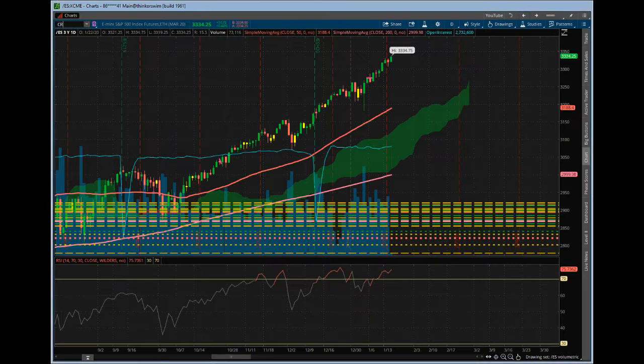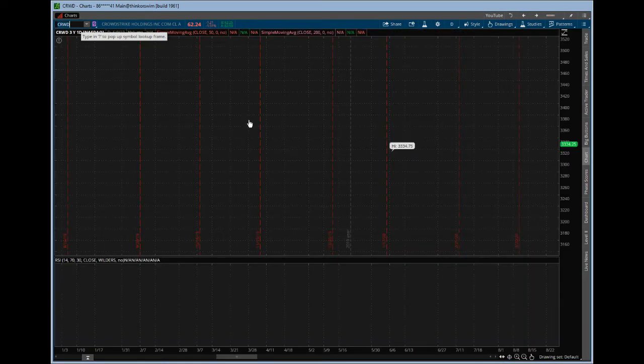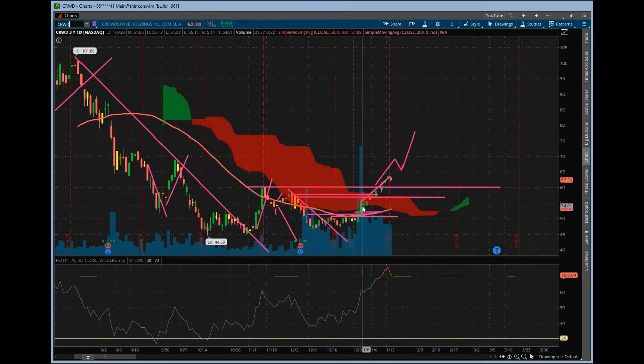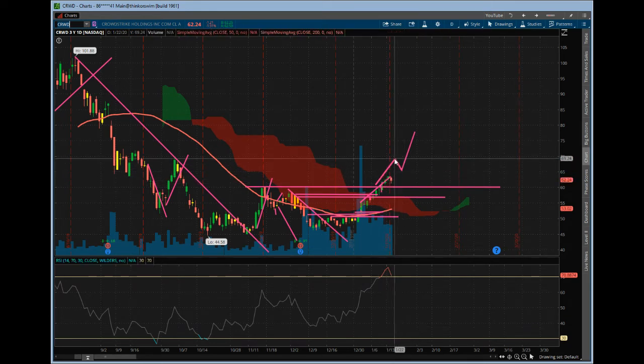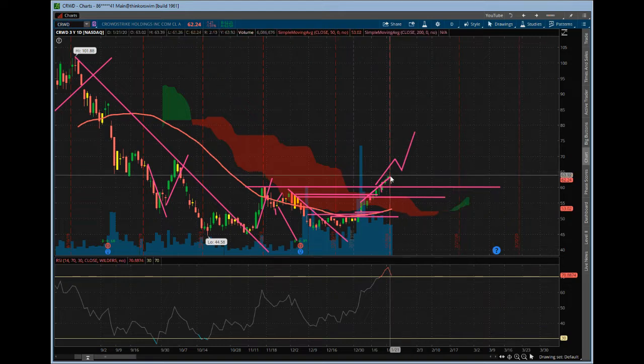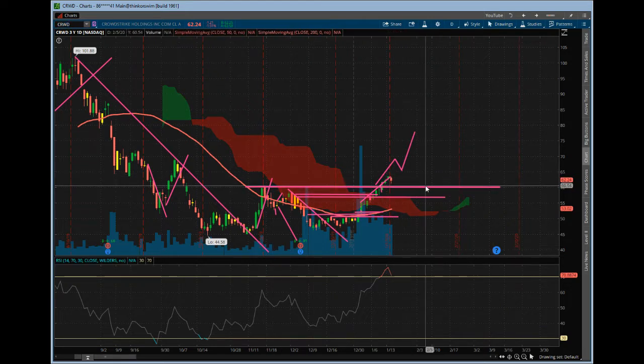Let's see, CRWD. Let's take a look. This one has been really interesting recently too. It gave a nice breakout candle right here on huge volume, and it's really starting to work its way up. This level right here has been key. We just haven't had a real strong candle over this yet. You can see I draw this pattern, like maybe it'll go up, pull back a little bit, then move. So maybe it's working on a pullback to retest this prior resistance level right here and hold it as support, and then work its way up. So let's keep an eye out for that one.